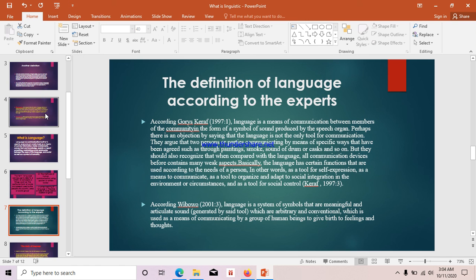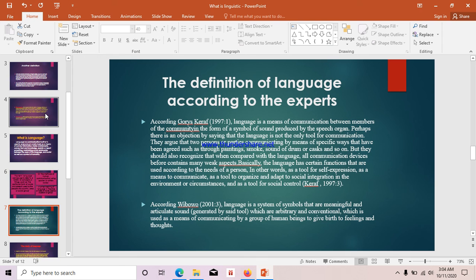Definition of language according to the experts. According to Rizky, language is a means of communication between members of the community, in the form of a symbol of sound produced by the speech organ. Perhaps there is an objection by saying that language is not the only tool for communication.